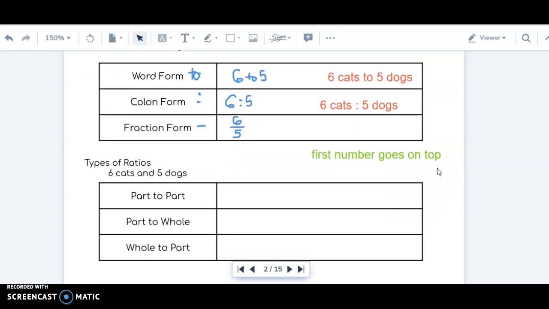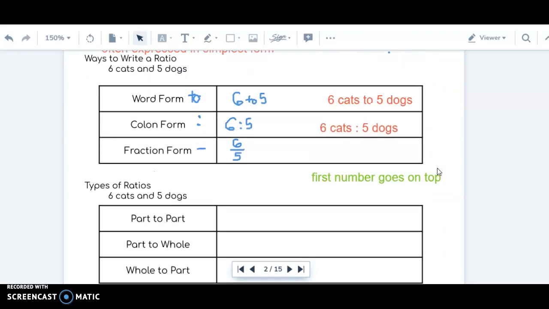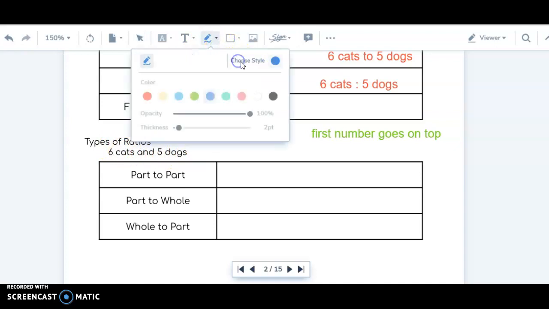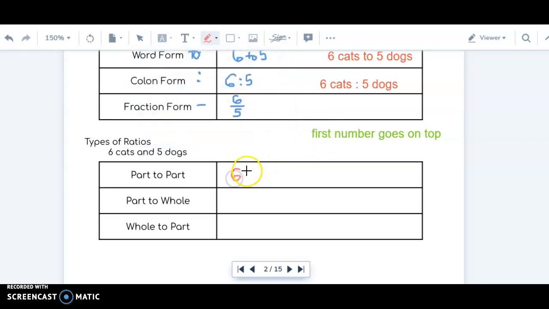Let's see the types of ratios, okay? Make sure we got it all in there. All right, so part to part. So that's going to be 2 pieces, okay? If I'm thinking about the cats and dogs, they're both at the pet store, okay? That means they're each 1 piece of the pet store, okay? So we can write it as 6 to 5, okay? Take a minute, pause. Can you write the other 2 forms for me? Now it should be 6 over 5 in fraction form and 6 to 5 in word form.